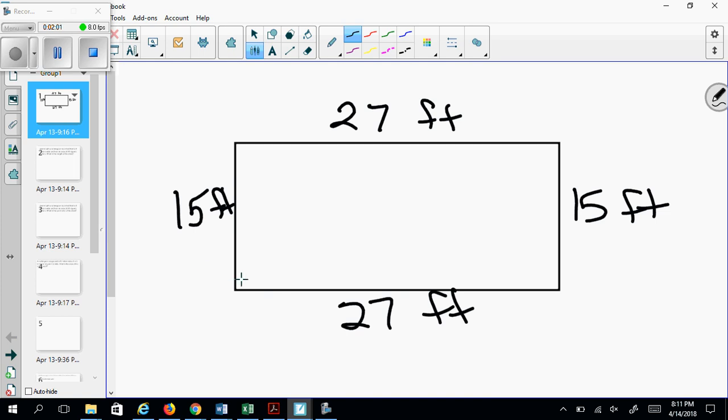Because remember, this side is the same as this side, and the same for these two, because this is a rectangle. Rectangles have opposite sides that are the same length, but not necessarily all of the sides are the same length. That's a square.